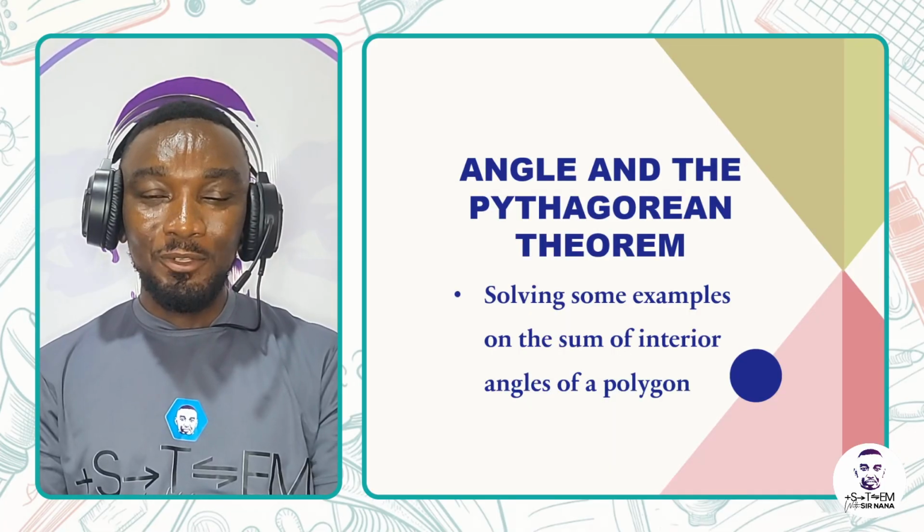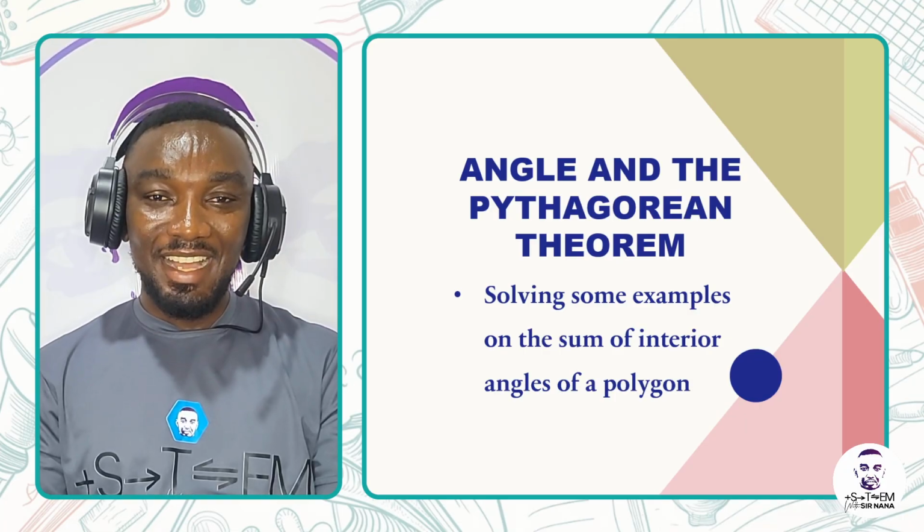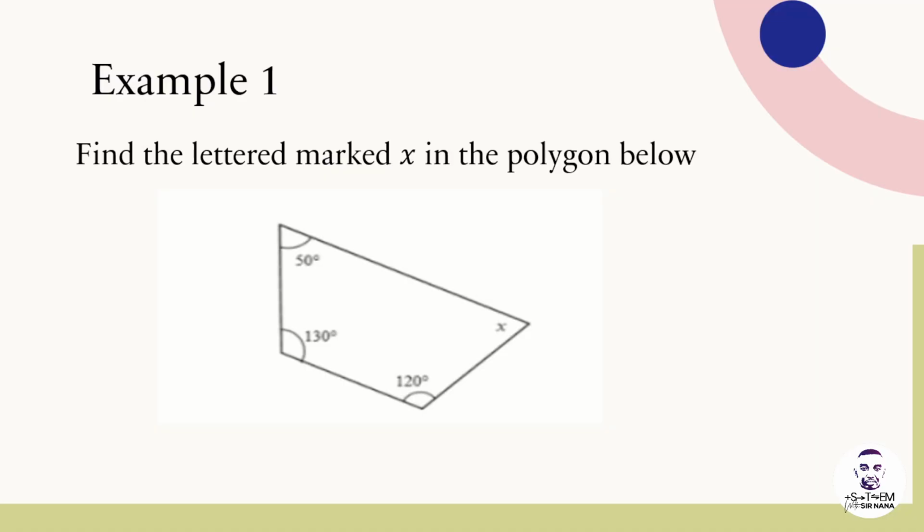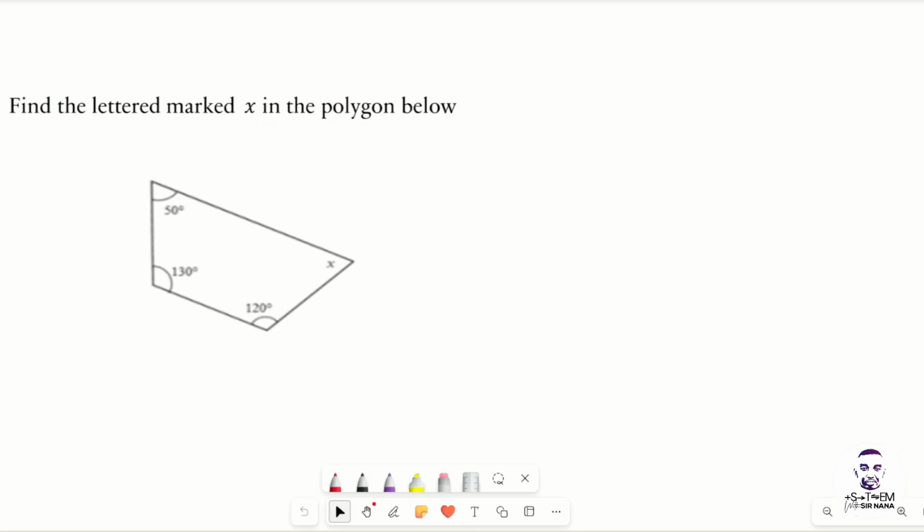In this lesson, we want to look at an example of how we can find a marked letter, especially when we have the sum of interior angles of a polygon. So let's consider the first example. Remember to have your calculator and your jotter at the side so that you can do all the calculations where necessary. In this question, it says find the letter marked S in the polygon below. So let's consider a solution for this question.